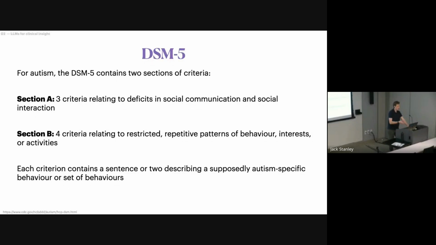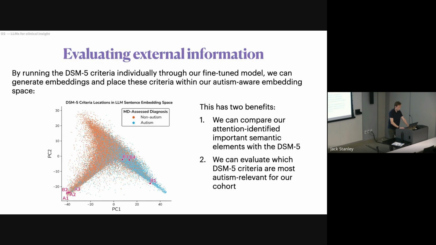Now, each criterion here essentially contains 1 or maybe 2 sentences maximum describing a supposedly autism-specific behavior or set of behaviors. So we thought we could just run these through our model, generate embeddings for these criteria, and compare them to the embeddings that we already have from our reports. So you can see here, this is again just the same plot I showed before of the sentence embedding space, where each dot represents a sentence embedding. And now we have the criteria embeddings overlaid on this embedding space.